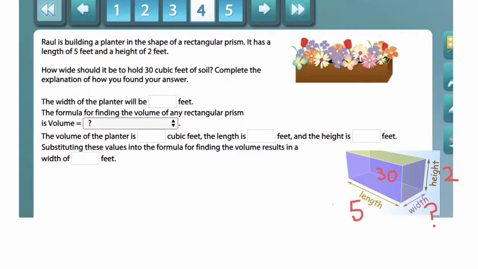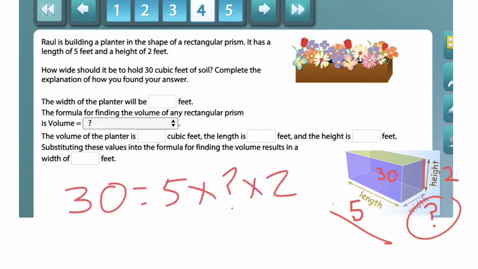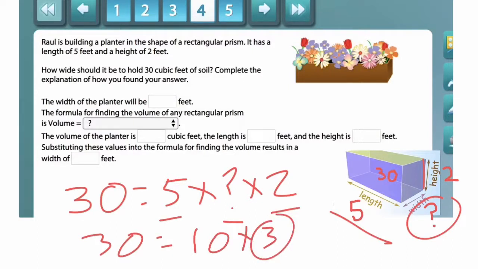So if Raul is going to build a planter and it's 5 feet in length and 2 feet in height, but we don't know the width, in order to determine the width of the planter, you have to plug in the formula. 30, the cubic feet of the container, is equal to 5 times the unknown width times the height. 5 times 2 is 10. So 30 is equal to 10 times the unknown width, and it has to be 3. The width of the planter will be 3 feet.